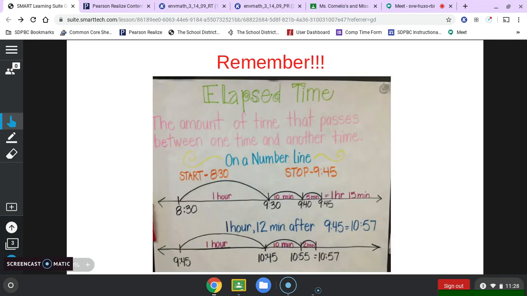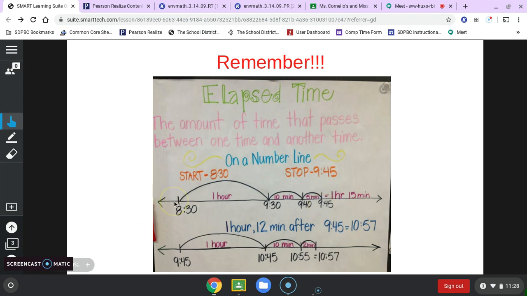Okay, so we are working on elapsed time. Remember, elapsed time is the amount of time that passes between one time and another time. So that's the start time and an end time. They gave us the start time 8:30 and the stopping time is 9:45. So on this number line, they have a start time 8:30 and their end time is 9:45.